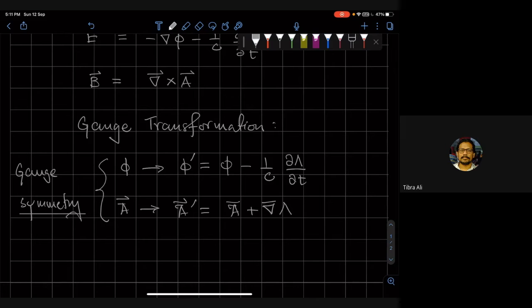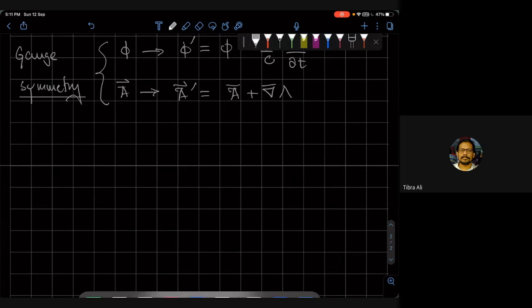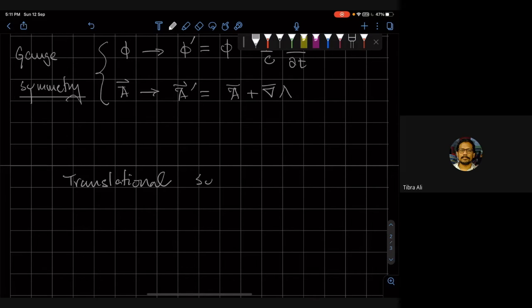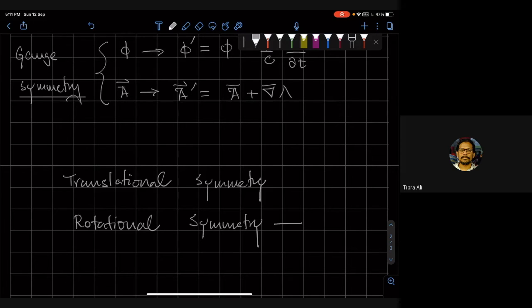For example, we talked about translational symmetry, right? Remember translational symmetry? We talked about systems having translational symmetry. And we also talked about systems having rotational symmetry, right? And if the system has, say, rotational symmetry, there's a conserved quantity, and that quantity is called angular momentum.